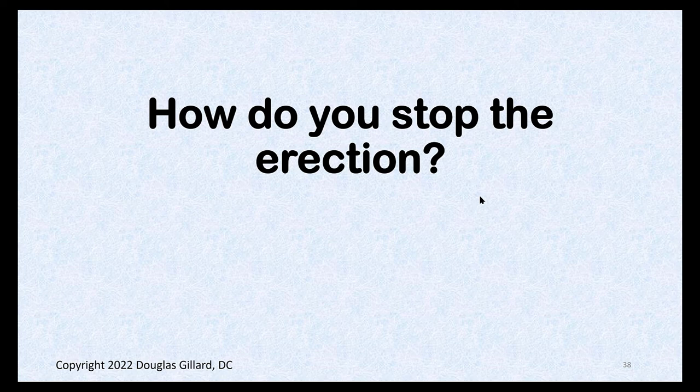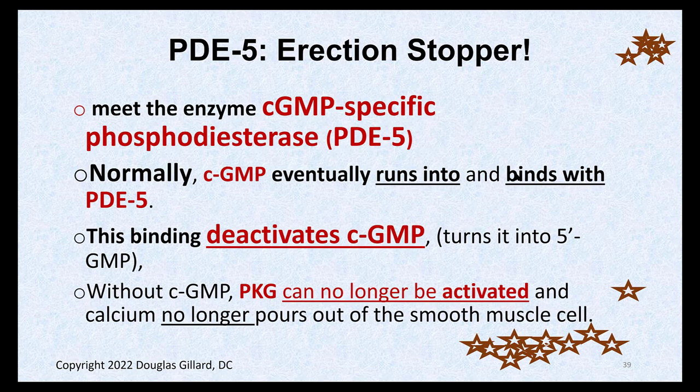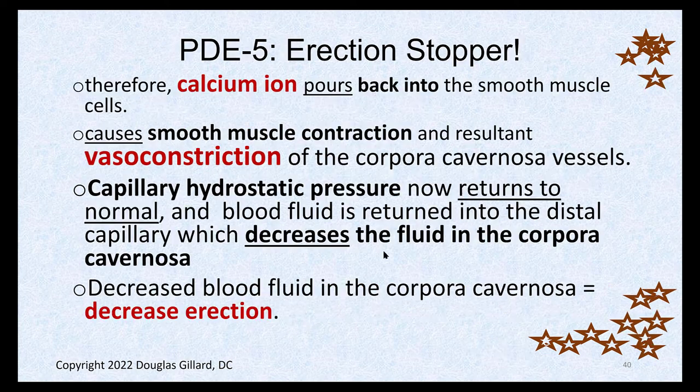All right. So you've got an erection. How does the erection stop? The erection stopper is PDE5, which stands for cyclic GMP specific phosphodiesterase 5. Let's just call it PDE5, shall we? Normally, cyclic GMP eventually runs into PDE5 and they bind together. PDE5 deactivates cyclic GMP, and without cyclic GMP, PKG is no longer activated. And without PKG activated inside the smooth muscle cell, you can't kick calcium out anymore. So calcium comes pouring back into the smooth muscle cell. And when calcium comes back in, you can get actin and myosin contracting.